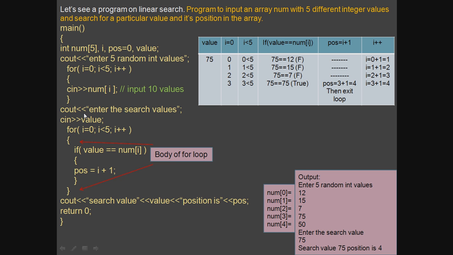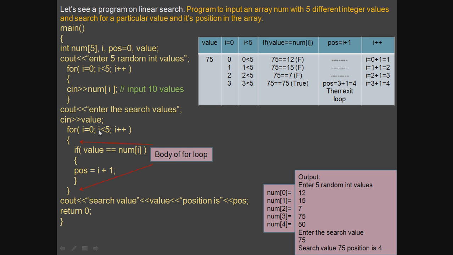A prompt is given to the monitor screen using the C output stream: enter the search value, and then that value is stored in this variable value. When you enter from the keyboard, suppose you enter the search value 75. Now that value must be compared with all the 5 different integer numbers that have been assigned to the array elements.